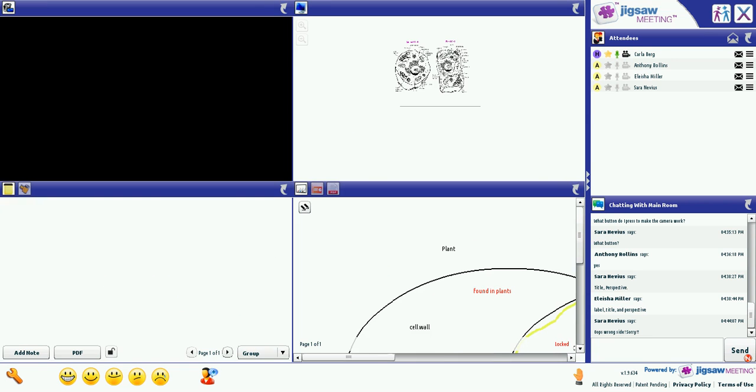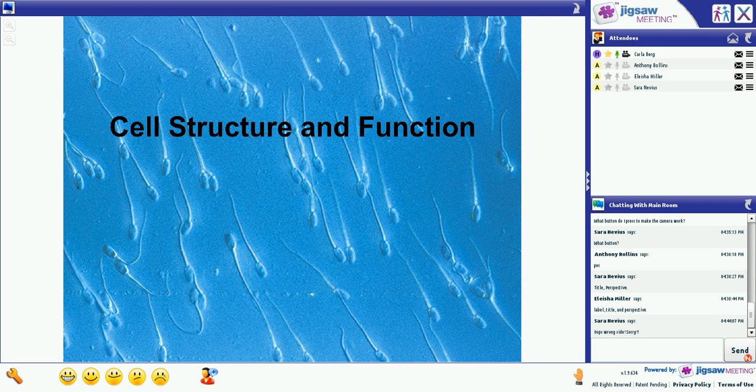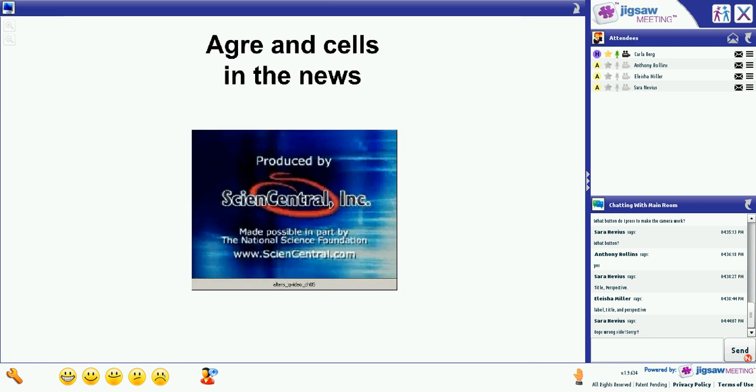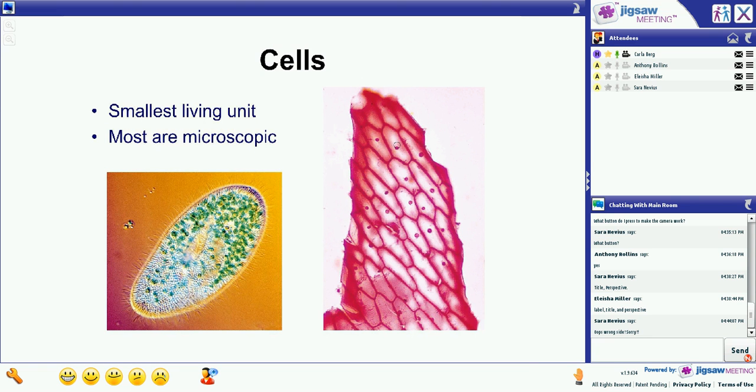Okay, you guys did a great job on that. And now we're going to take a look at some information in a PowerPoint about cell structure and functions. So cells are the smallest living unit. Most cells are microscopic. Here is an example of an animal cell on the left and a plant cell on the right.